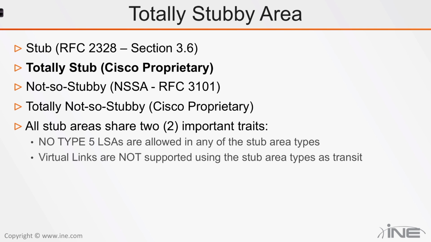And so that's where the totally stub comes in. When you look at the names here, you can clearly see that the standard is stub and not-so-stubby, and if the word totally is in there, just think that it's totally Cisco, right? So those are both Cisco proprietary, the totally stub and the totally not-so-stubby area. So our focus again here in this module is on the totally stub, where again, no type 5 LSAs are going to be allowed in any of the stub area types. They all share this. No virtual links can use the stubs as transit.